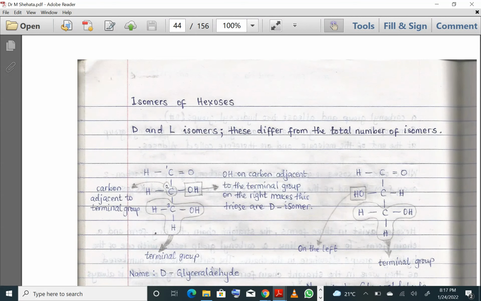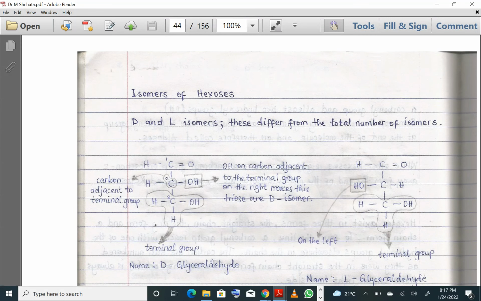Let me repeat that. For you to know whether it is a D or L stereoisomer, you are going to look at the position of the hydroxyl group on the carbon atom that is next to the alcohol group that's towards the end. As you can see in those diagrams, the terminal groups are those down there.